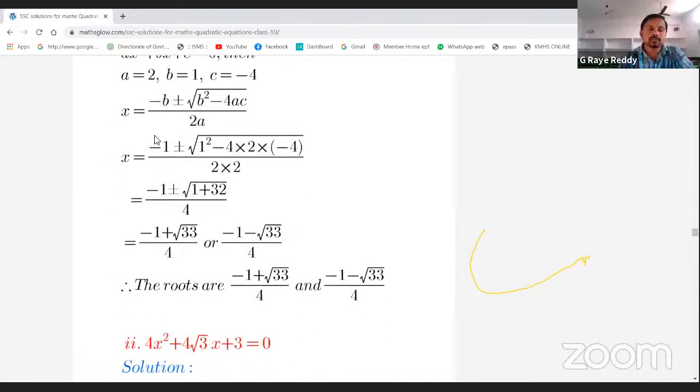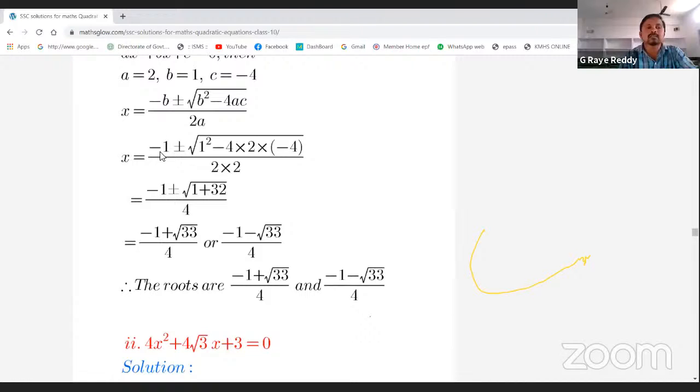Now, what are the zeros of the quadratic equation? As we know, x is equal to minus b plus or minus under root b square minus 4ac by 2a. These are the two zeros of the quadratic equation. We just need to substitute the a, b, c values in the formula, and we get the two zeros of the given quadratic equation.